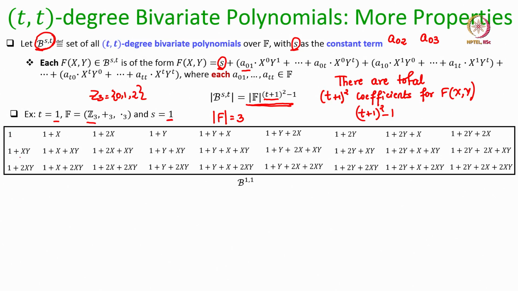Those polynomials are listed down here. You can see here this is a bivariate polynomial where all the coefficients are 0: 0 times x plus 0 times y plus 0 times x y. Whereas, this polynomial also has the constant term 1, where the coefficient of x power 0 y power 1 is 2, the coefficient of x power 1 y power 0 is 2 and the coefficient of x power 1 y power 1 is 2.